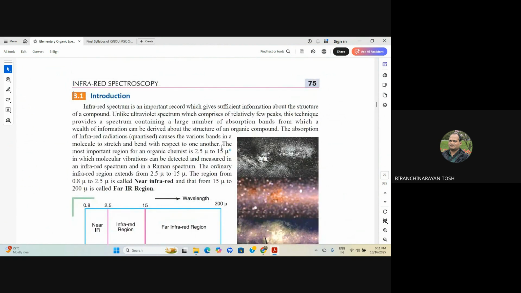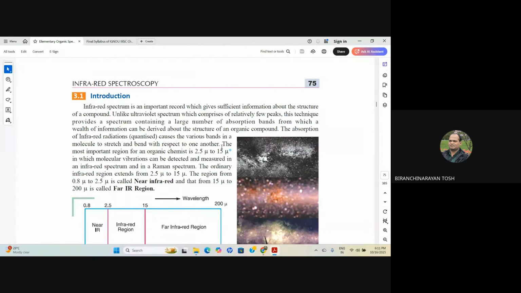So, as we already know, the infrared spectrum is an important record which gives sufficient information about the structure of a compound. Structure of a compound means here, as we have discussed, am I audible? Yes, sir. Is the screen visible or not? Visible, sir. Okay.